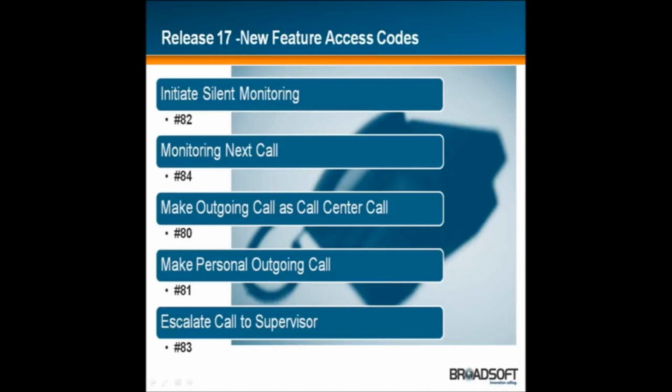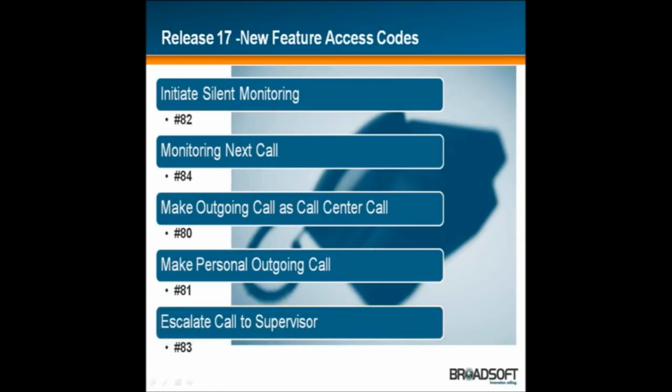The next feature access code, Escalate Call to Supervisor, allows an agent to join a supervisor into an active ACD call. To activate, the agent places the current call on hold and dials #83. At this point, they can either dial the extension of a supervisor or allow BroadWorks to select a supervisor. BroadWorks will select a supervisor based on the supervisor's line state. The agent can then conference the parties together using the conference button on their phone.